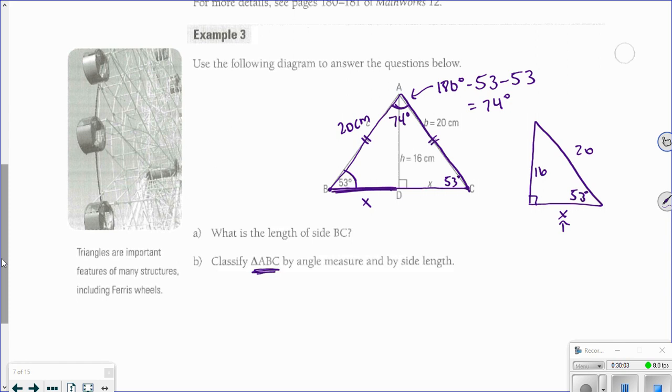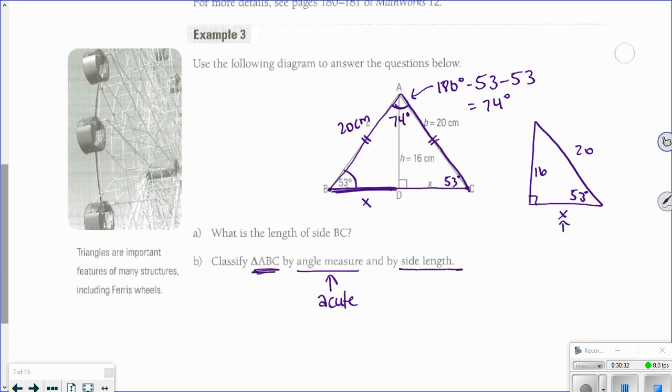So when I look at it by angle measure, this is either an acute triangle, a right triangle, or an obtuse triangle. I know all three of my angles now. I've got 53, 53, 74. They're all less than 90 degrees, which means for my angle measure, this is going to be an acute triangle. They're all cute and little, they're all less than 90 degrees.